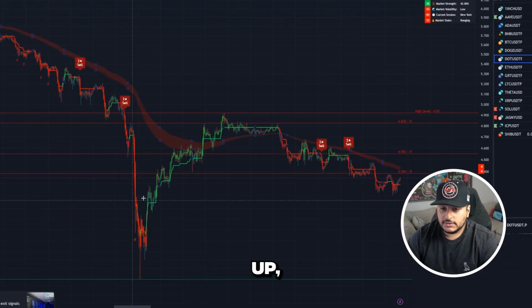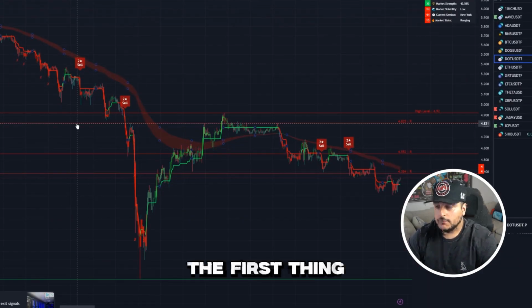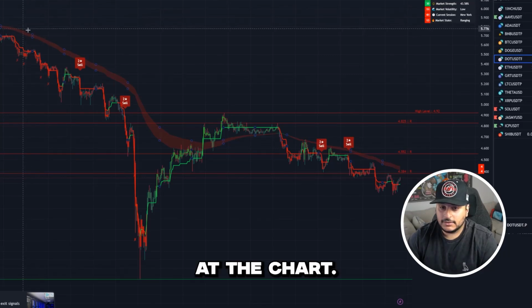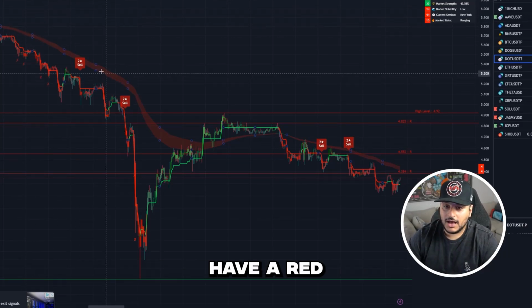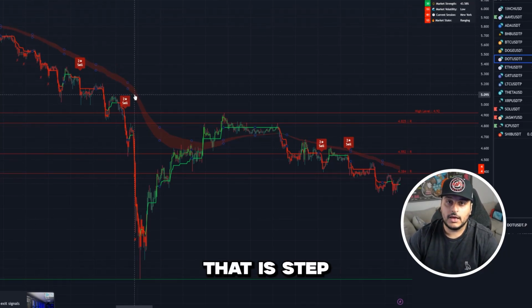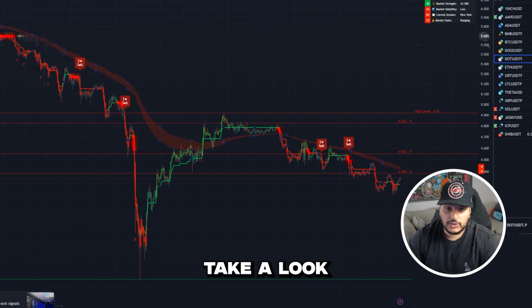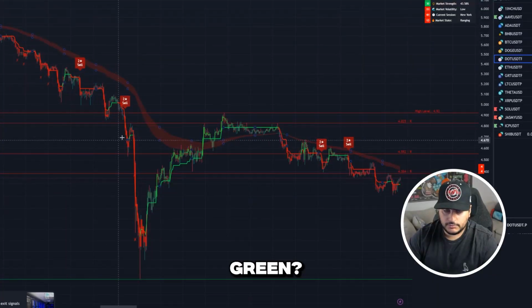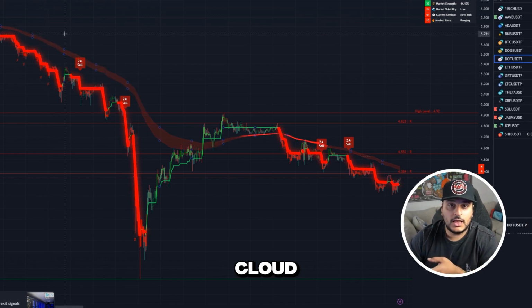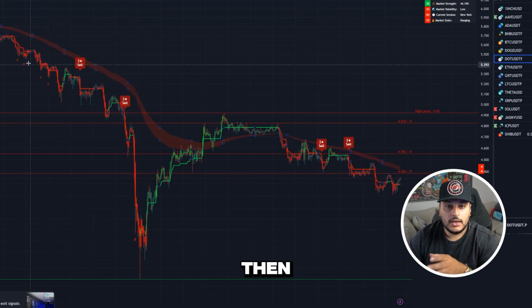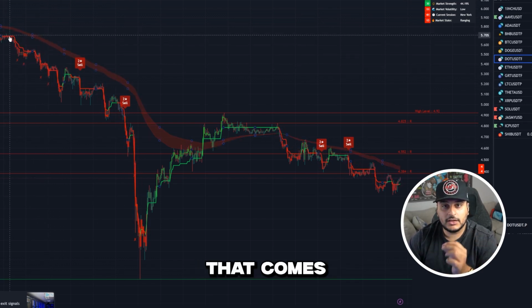Now, once we have it set up, this is what we want to do. The first thing we want to do is take a look at the chart. We want to make sure that we have a red or green echo cloud. That is step number 1. So right now we can see that we have a red echo cloud. Next step, guys, we want to take a look at the trend sniper line. Is it red or is it green? If both the echo cloud and the trend sniper line are red, then you are free to take any sell signal that comes on your chart.